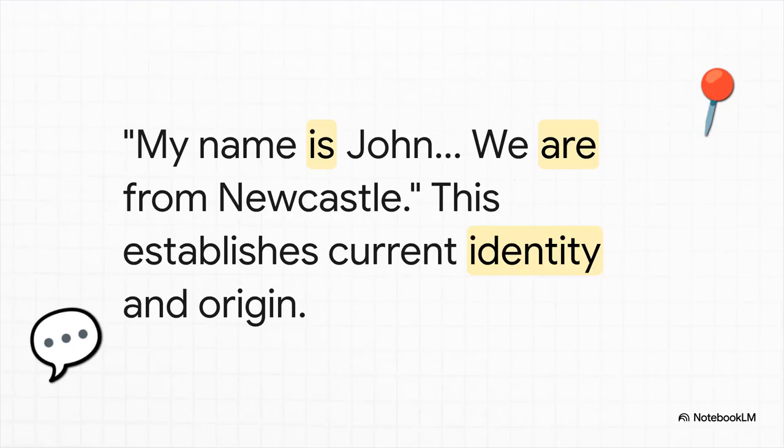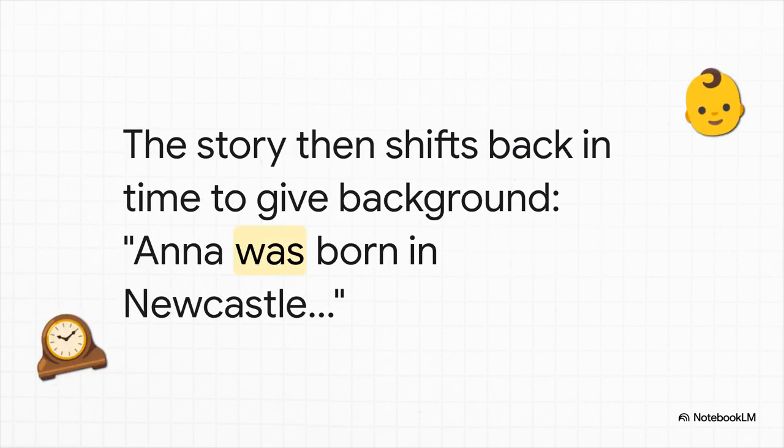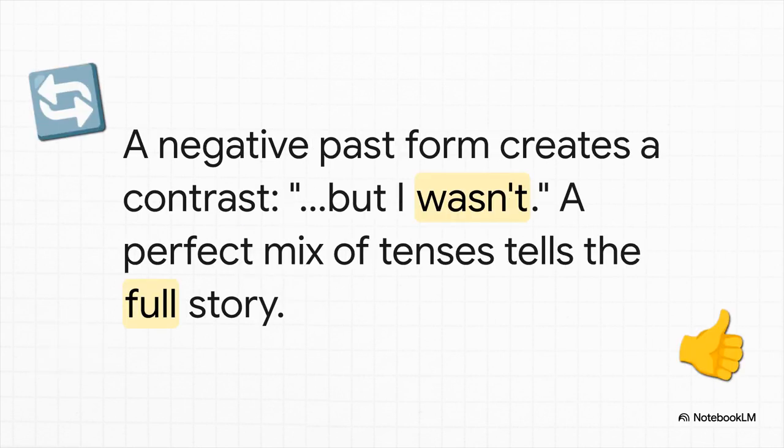So our story starts right now, in the present. My name is John. That's his identity. We are from Newcastle. That's their origin. These are facts about them right now. But then, just like you would in a real conversation, the story shifts gears and goes into the past to give some backstory. Anna was born in Newcastle. Boom! That one word, was, just took us back in time. And here's a great little twist. John chimes in to clarify his part of the story, but I wasn't. It's a perfect example of how we naturally mix and match these tenses to tell a complete story.